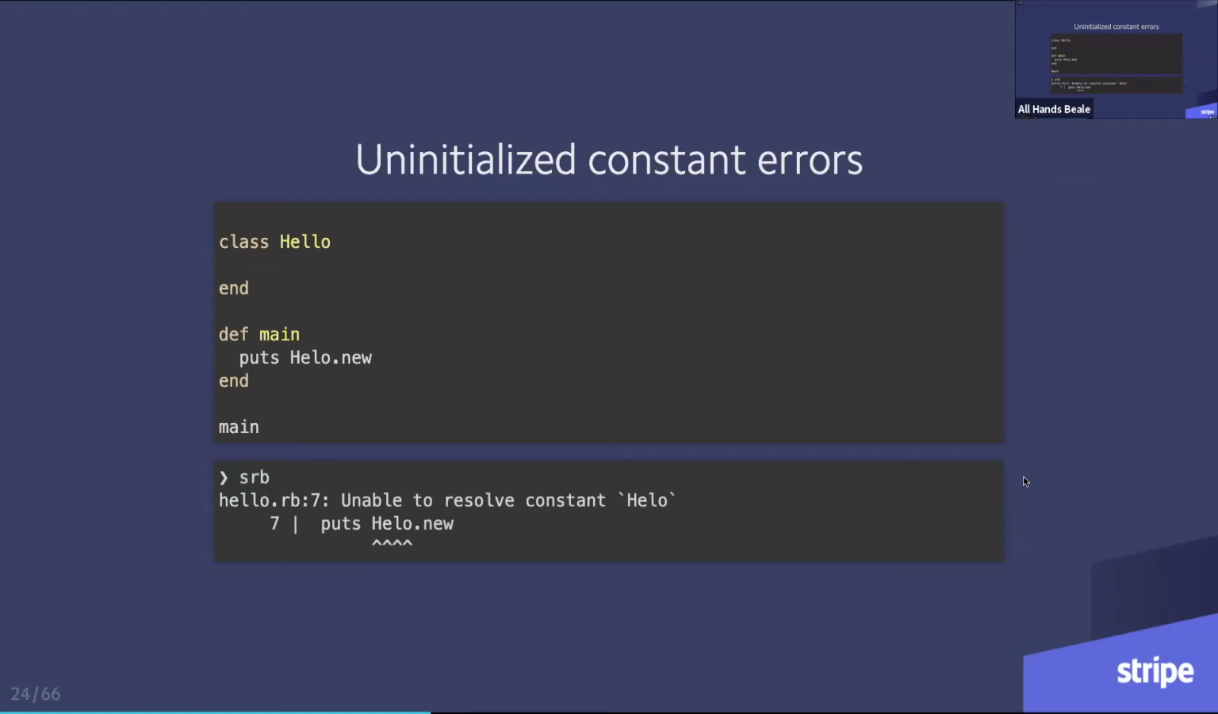And also, we're trying to make it into a nicer error. So if you compare the error that Ruby gives you, it's not very cryptic, but it's like uninitialized constant hello. What we can do is say unable to resolve constant hello. And actually now we'll also tell you, did you mean hello with double L? Today we can find this error in 100% of code at Stripe.